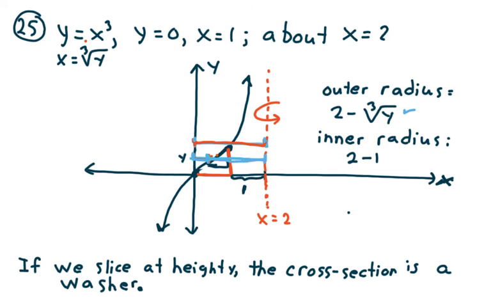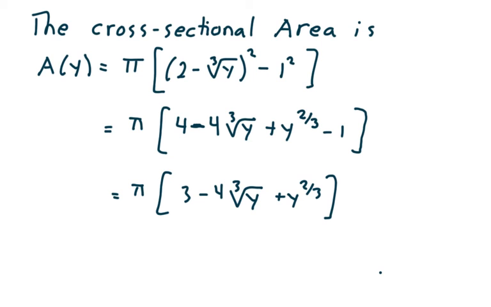The inner radius will be the distance from x equals 2 to the line x equals 1. So it's 2 minus 1. And so the cross-sectional area A of y is pi times the quantity 2 minus cube root of y to the second minus 1 squared. And when I simplify, I get pi times the quantity 3 minus 4 cube root of y plus y to the 2/3.